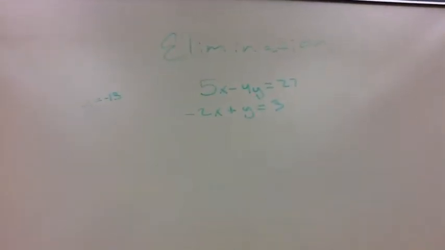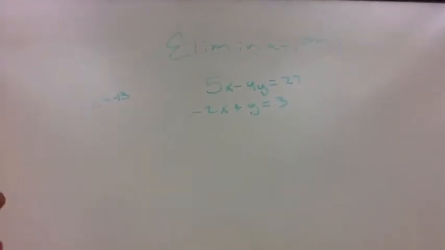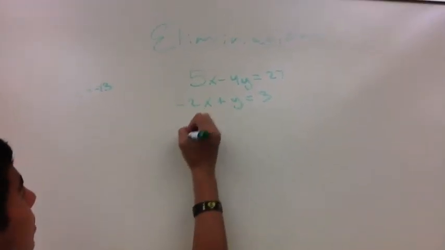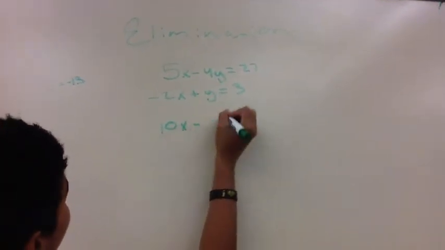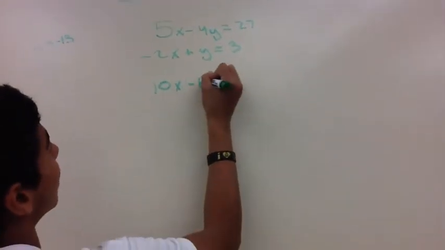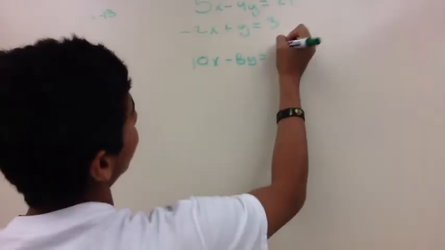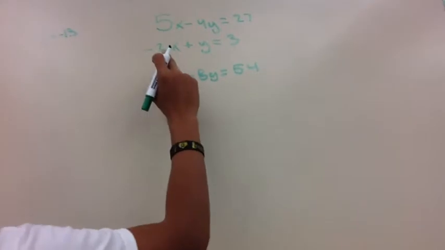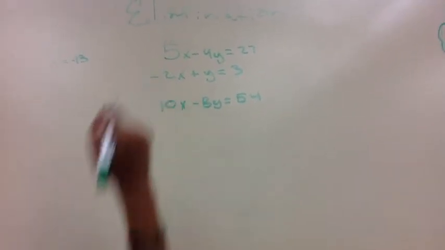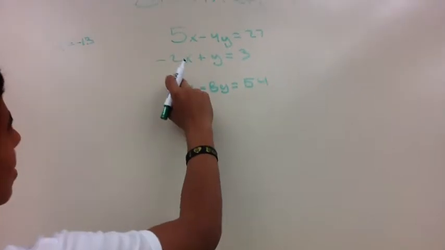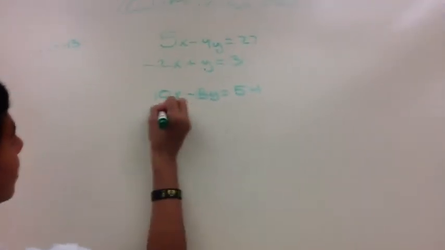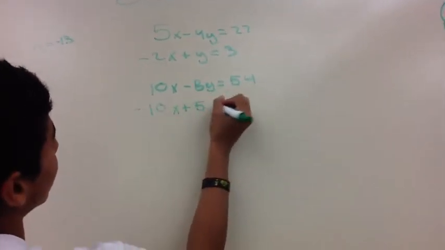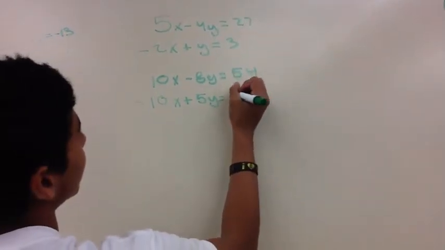So to find the y using elimination, we have to eliminate the x. So to do so, we have to times this equation over here by 2, and x minus 8y equals 54. And we have to multiply this equation by 5, so that way the x's are the same. Negative 10x plus 5y equals 50.